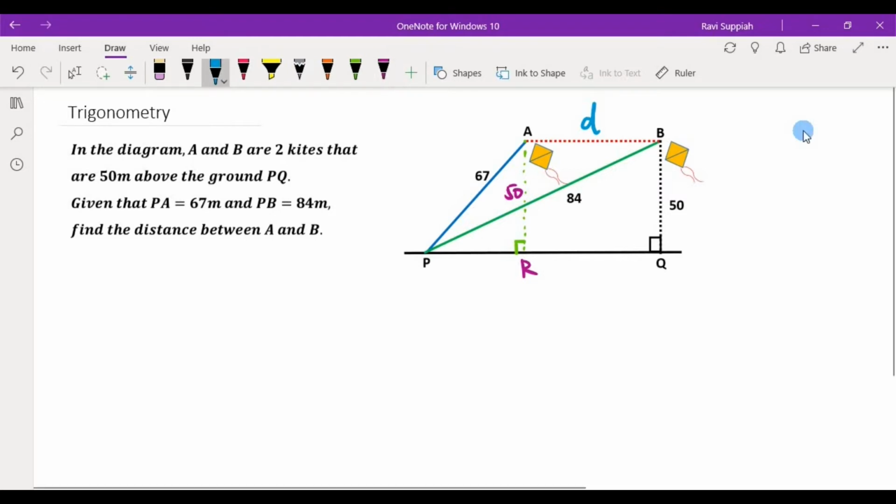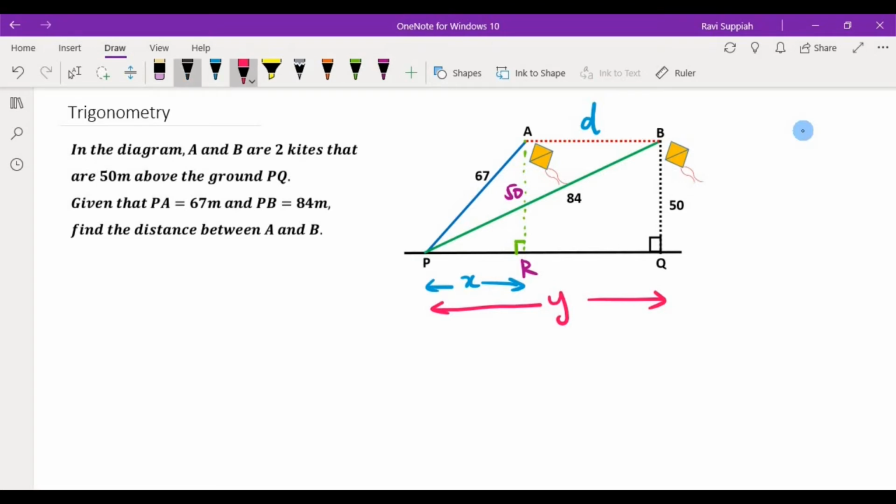now we can use Pythagoras theorem to find x, which is the distance between P and R, and using the same Pythagoras theorem we can find the distance y, which is between P and Q. Once we find both these distances, we can say that the distance between A and B, which is D, is given as y minus x. So let's proceed to find x and y.